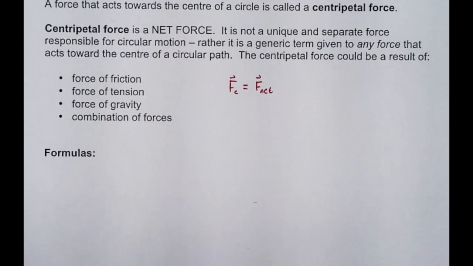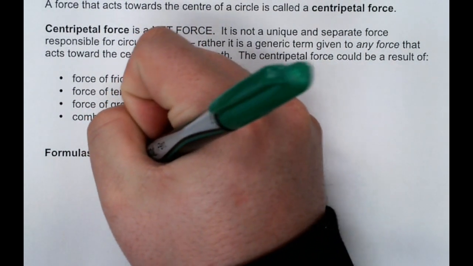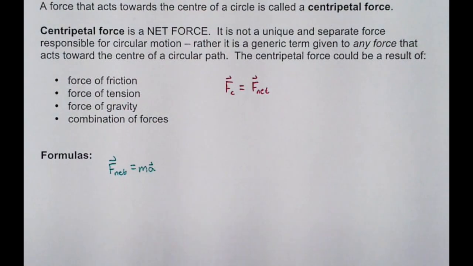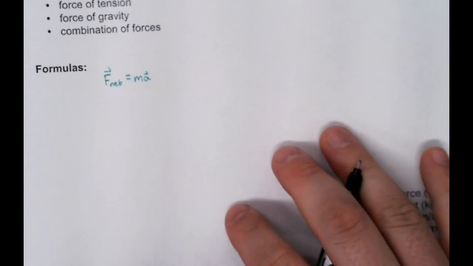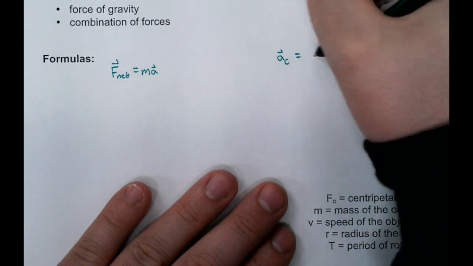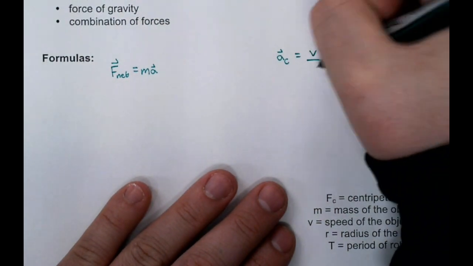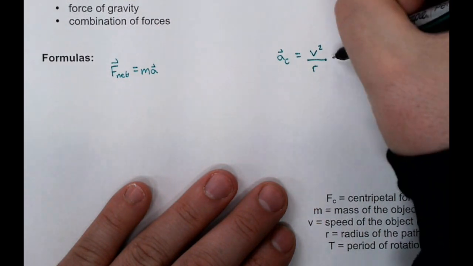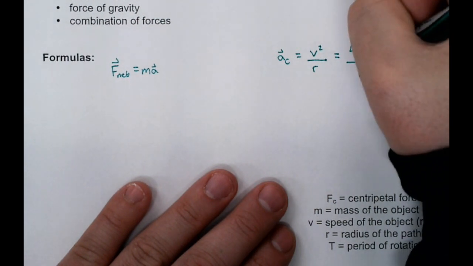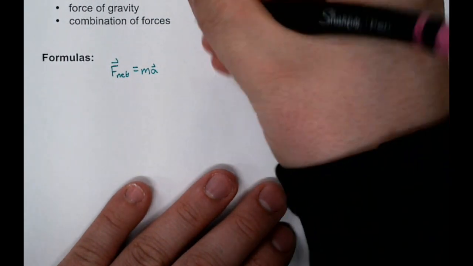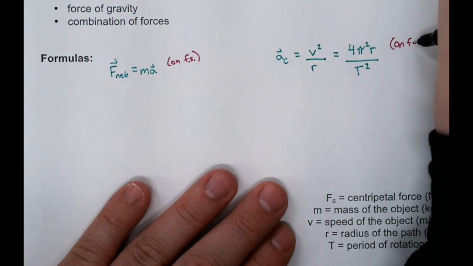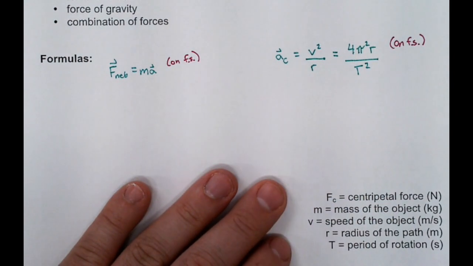So the formulas you're given on your formula sheet are F net equals mass times acceleration. We've talked about that one for quite a while now. The other one we learned today is centripetal acceleration equals velocity squared, or speed squared, divided by the radius, which is also equal to 4 pi squared r over the period squared. These are both on the formula sheet. What's not on the formula sheet is what you need to know.